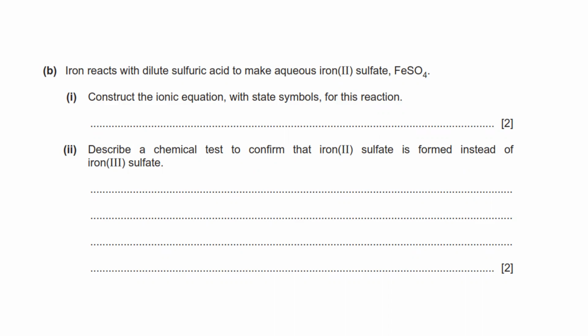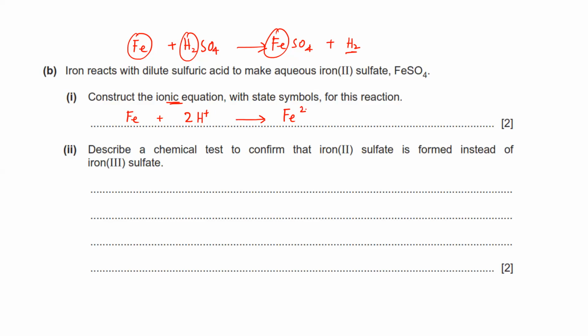Construct an ionic equation. Remember, this is an ionic equation. So iron plus, I'm writing the general equation, iron plus H2SO4, it gives us FeSO4 plus H2 gas. So the ionic equation, iron comes from here. This goes here and this. So ionic equation: Fe plus 2H+, then comes Fe2+ plus H2 gas.